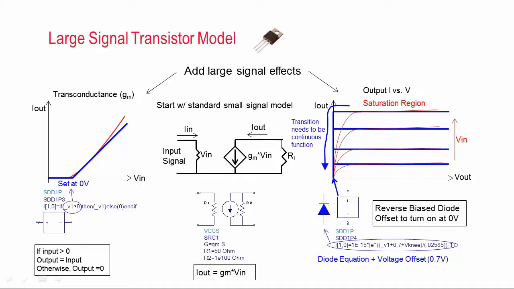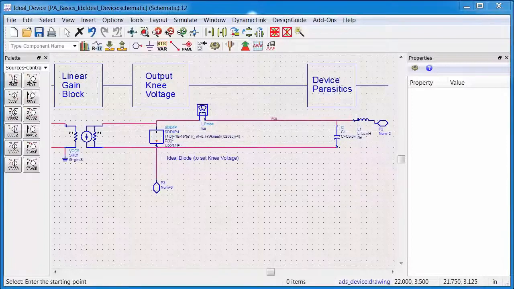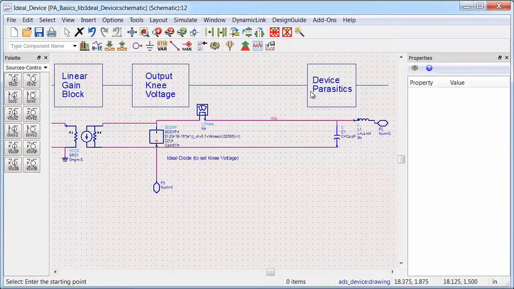Okay, so here's the device model in ADS, and it has those blocks I showed you, plus a few other things like parasitics. At the end of the presentation, I'll show you how to download this workspace so you can play around with all of these parasitics and things like that yourself.